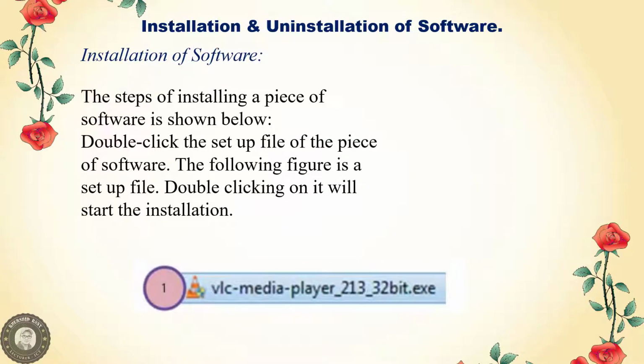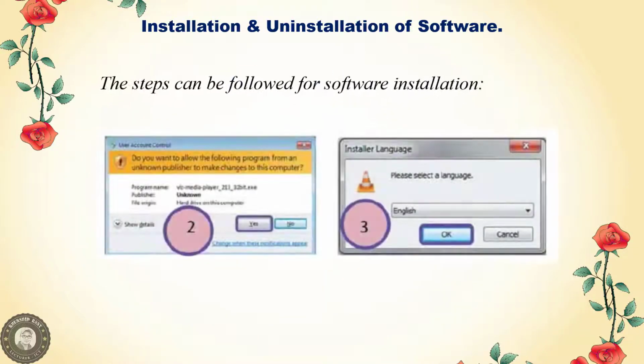The steps of installing a piece of software are shown below. Here I am showing you the installation of VLC media player. Double click the setup file of the piece of software. The following figure is the setup file. Double clicking on it will start the installation. The steps can be followed for software installation.